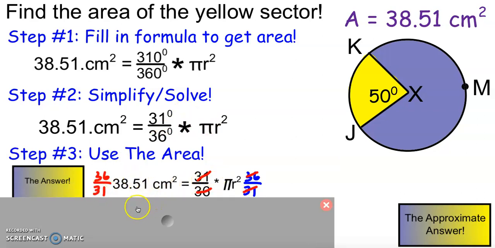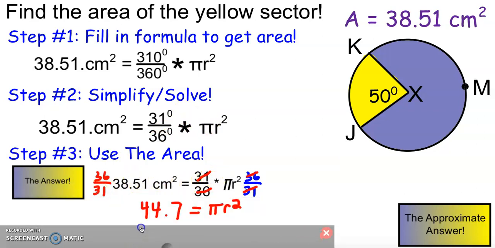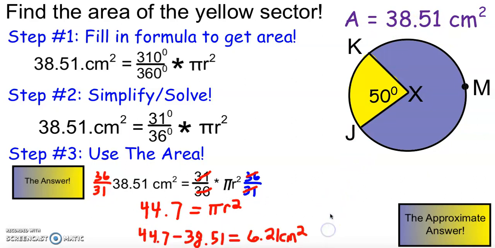When I do that, I end up getting a total of 44.7 for pi r squared. So that's the area of the entire circle. Now in order to figure out the area of the yellow sector, I'm just going to take the whole area of the circle, which is 44.7, and subtract the purple area of the sector at 38.51, and that gives me a total of 6.21 centimeters squared.